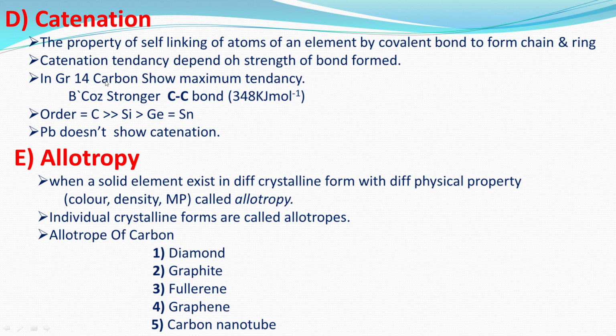Why does carbon show maximum tendency to form catenation? Because of the stronger carbon-carbon bond, which is 348 kilojoule per mole. In bond strength order, carbon is much greater than silicon, while silicon is greater than germanium, and germanium and tin have the same tendency to form catenation, while lead doesn't show the catenation property.